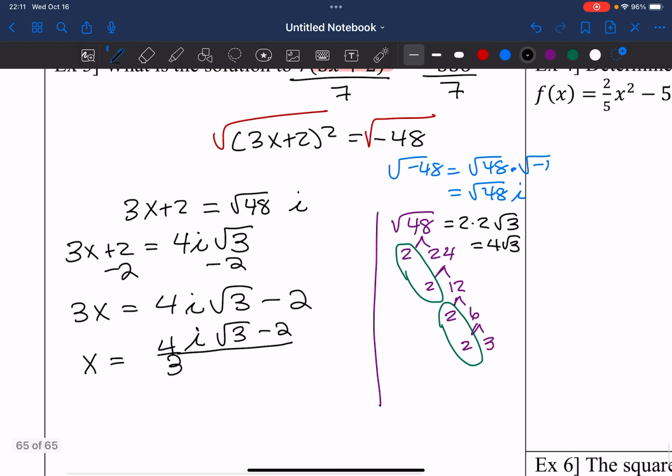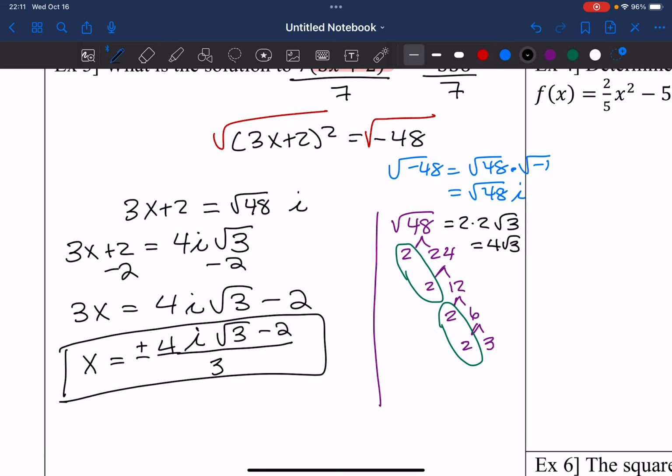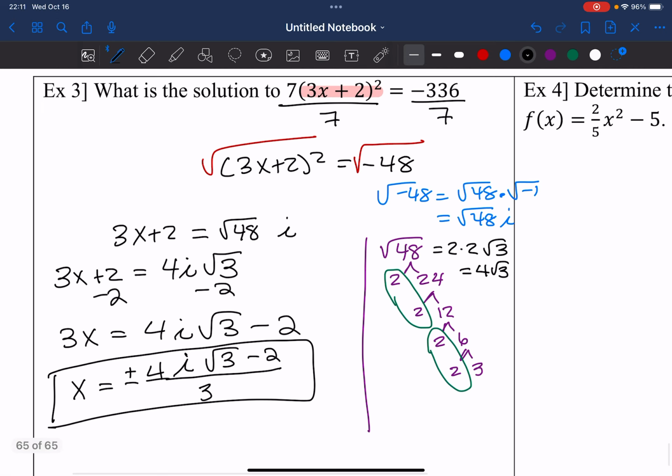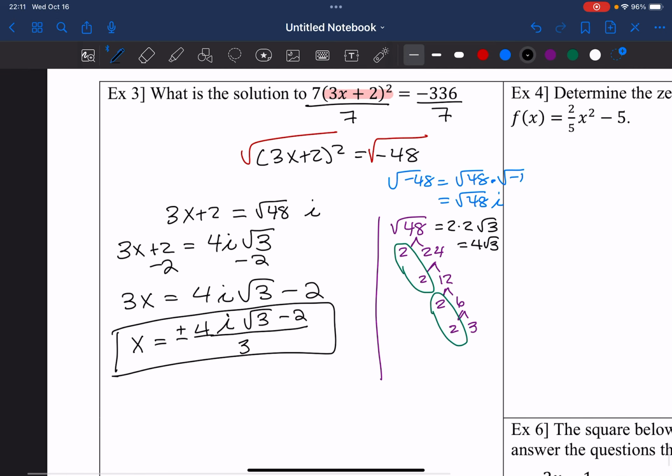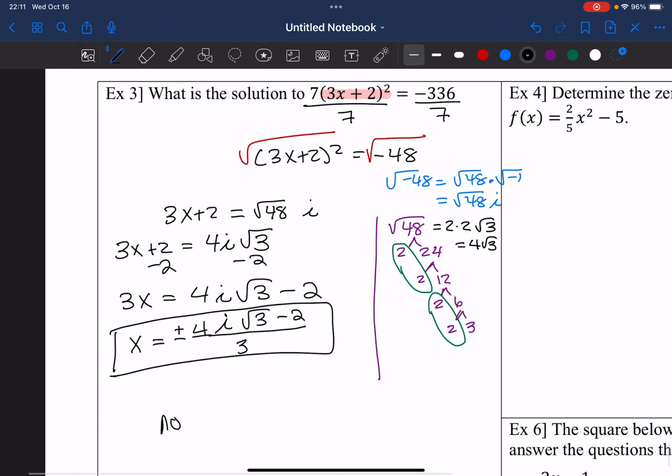And remember, when we take the square root, I always get a positive and negative version of this. So this is going to be x is equal to plus or minus 4i times the square root of 3 minus 2, all divided by 3. I'm going to put that 3 in the middle here. Okay, so that means that the solution to this type of problem is imaginary. So this has no real roots, only imaginary.